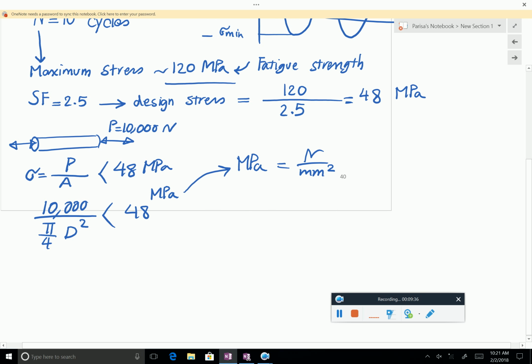So if you solve this inequality, you will get some value for the minimum diameter, and that's the design you are looking for, in millimeters. I kind of remember the number, but I forgot to take it with me. So please.